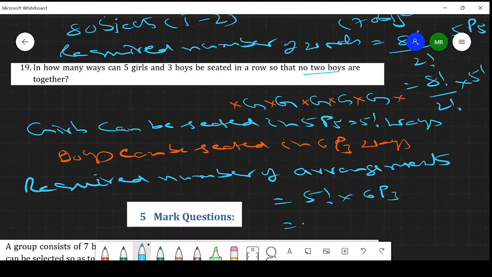You can multiply. 5 factorial means 120, and 6P3 is 6 into 5 into 4. Because 5 factorial is 120 into 6P3, which is 6 into 5 into 4, you can multiply this and you will get the final answer.